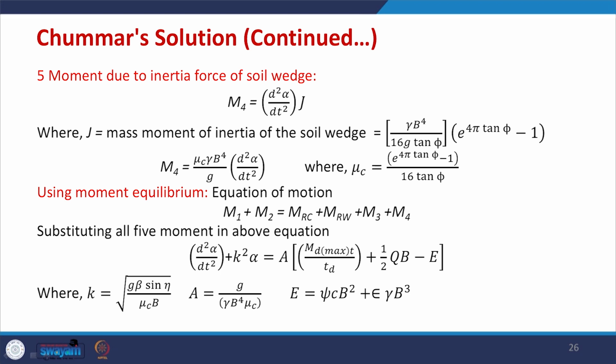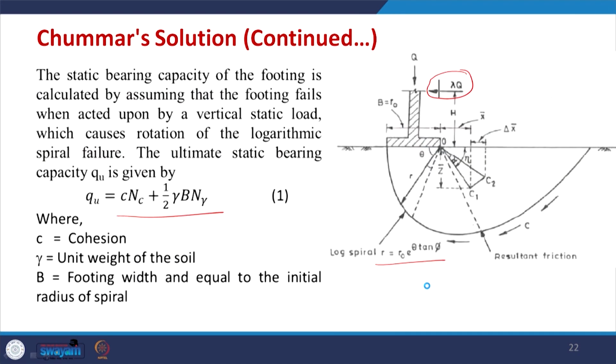Now, the next moment is due to the inertia force of the soil wedge, which is d square alpha by dt square into J. What is alpha here? Alpha is nothing but the rotation, and you can see it in this figure. Let us say you have the footing here. When it rotates, alpha is the angle between the two positions C1 and C2. The first position is at x bar, and C2 takes you to delta x bar, and this angle is alpha and this complete angle is eta.